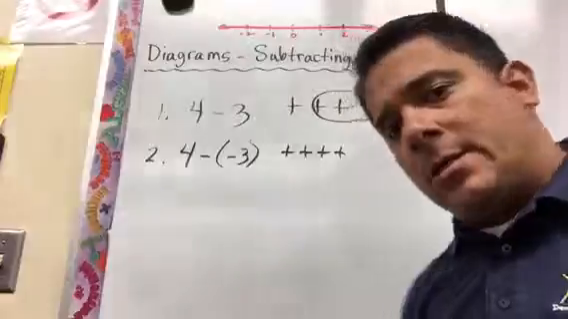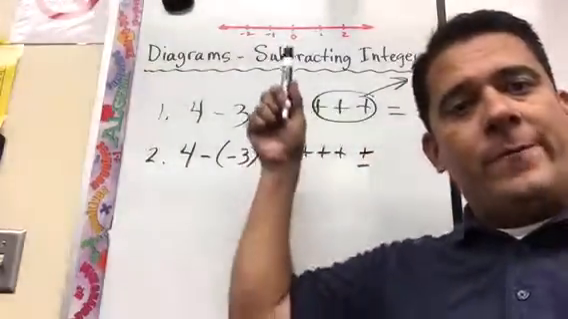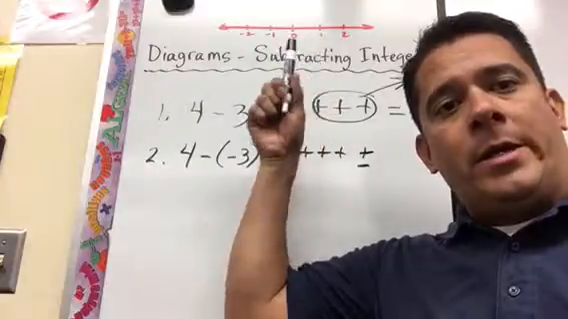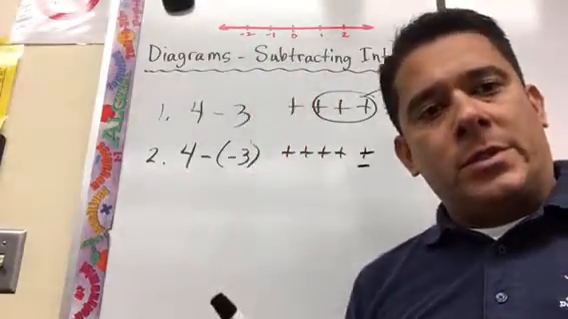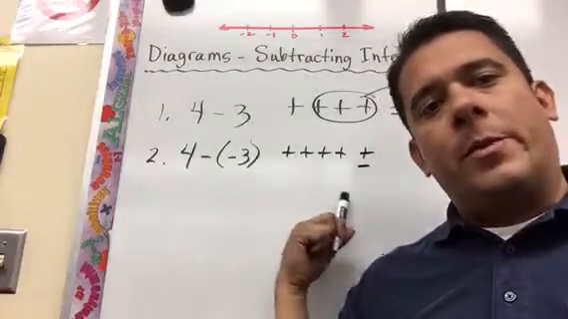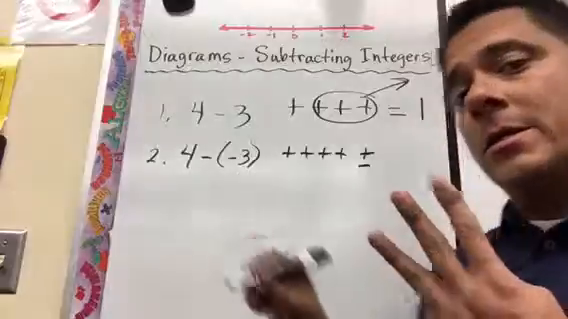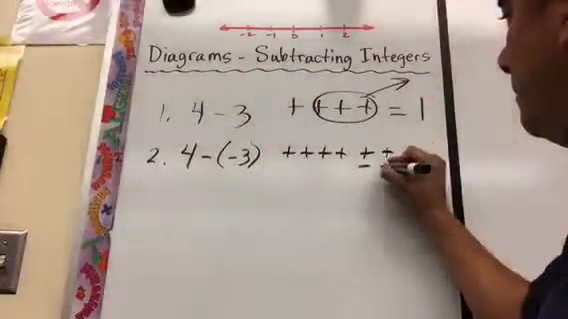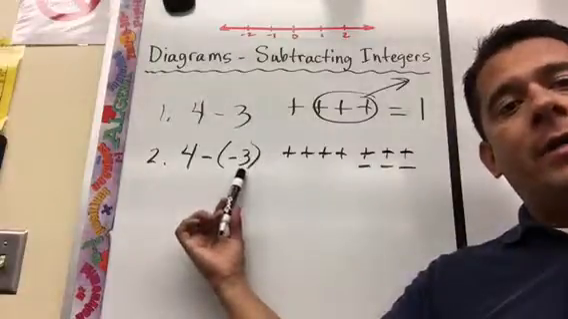So a 0 pair looks like this. I have a plus and a minus. If you remember from the number line, adding 1 and subtracting 1, or adding a positive and a negative 1 results in a 0. So that's why we call it a 0 pair. So if I add 3 of those 0 pairs, watch what it'll give me. I now have 3 negatives to take away.